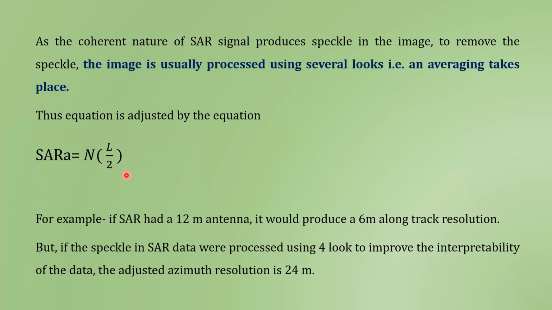This adjustment we can understand from this example. If SAR had a 12-meter antenna, the azimuth resolution will be 12 divided by 2, so it will be 6 meters. But if the speckle in SAR data were processed using 4 looks to improve the interpretability of the data, in that case, the adjusted azimuth resolution will be 4 times 12 divided by 2. So it will be 24 meters.